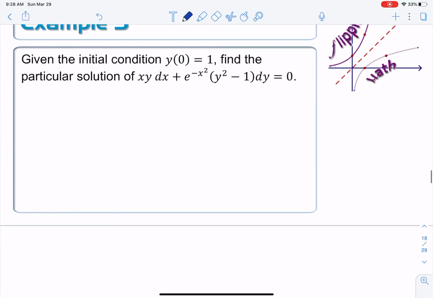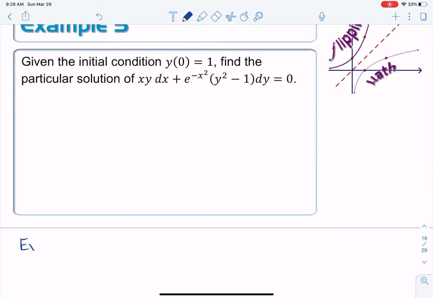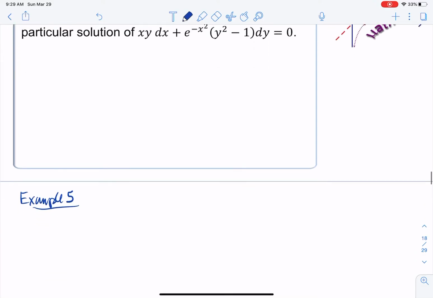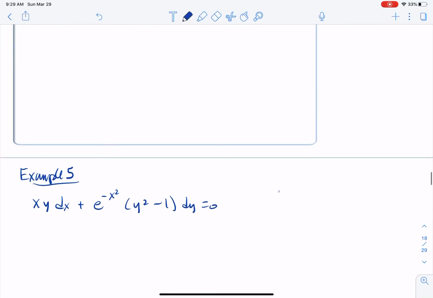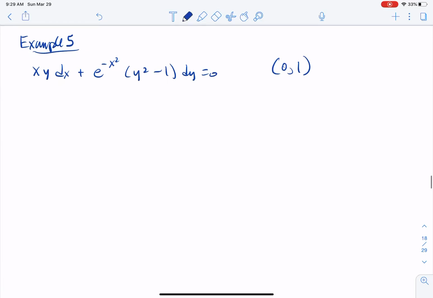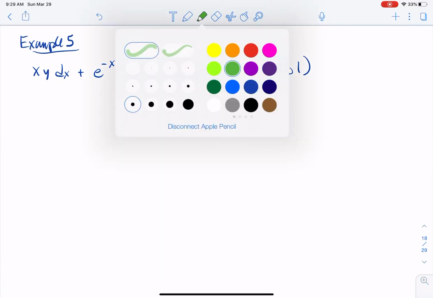All right, example 5. And our differential equation is xy dx plus e to the negative x squared times (y squared minus 1) dy equals 0. And then we do have our initial condition, which was y of 0 is equal to 1. Okay. All right. Step 1 is a separation.